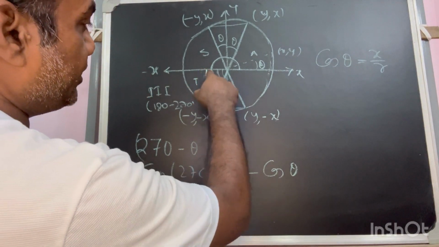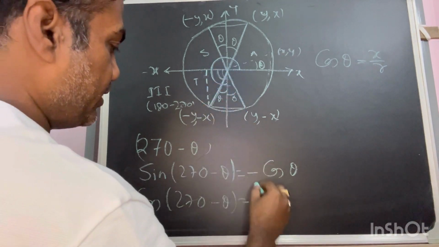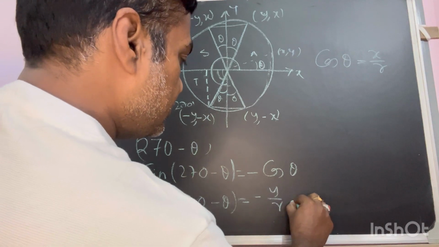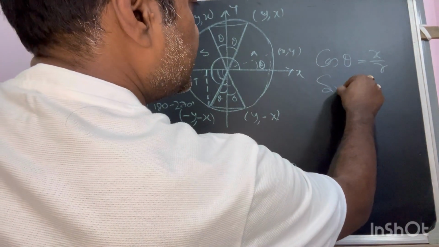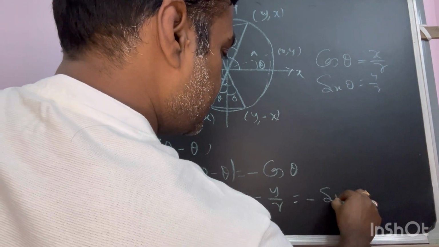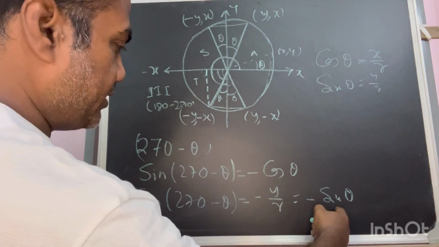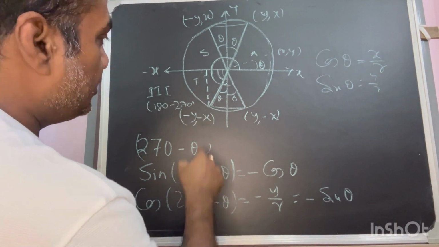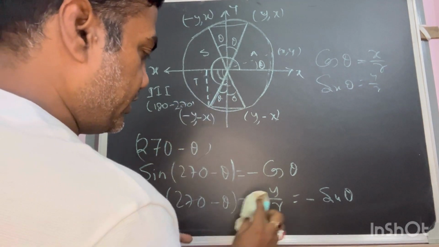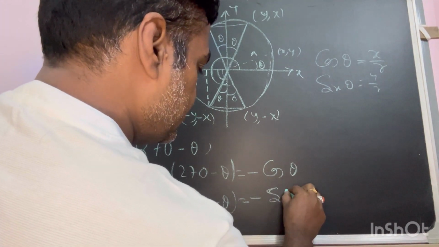Similarly, cos of 270 minus theta will become how? This is cos. If I take, this will be base by this one. Base is equal to minus y by r, that is equal to sine of theta. So ultimately minus sine theta. So ultimately cos will be sine due to 3 into 90, and in this version cos also negative. So this will be sine theta.